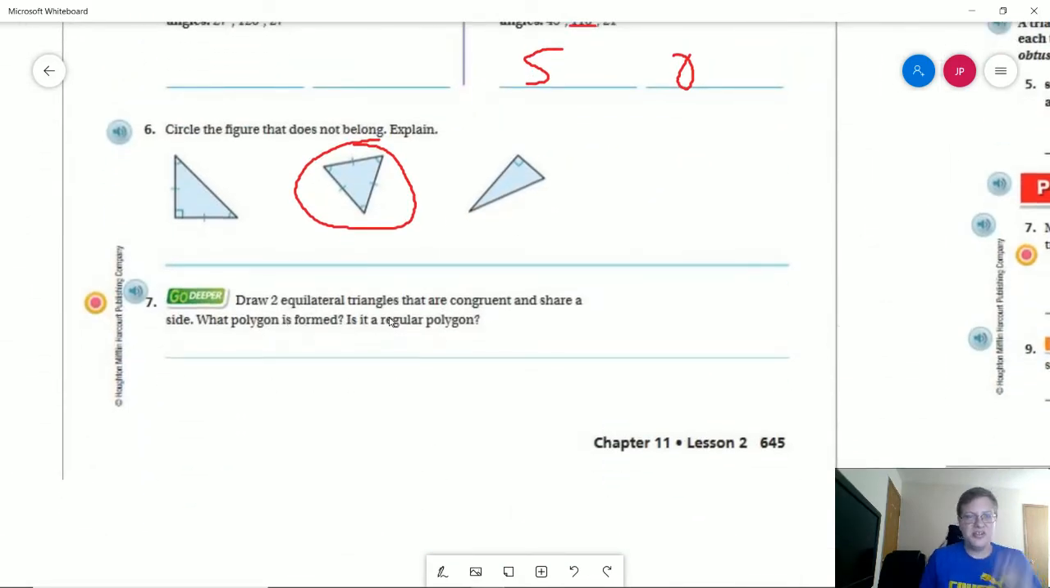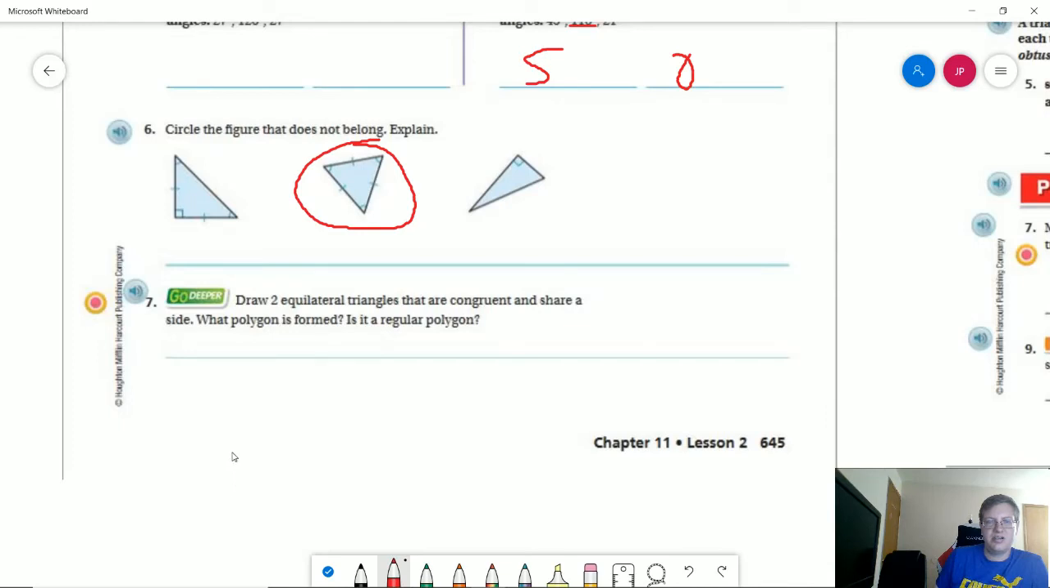Number 7, 2 equilateral triangles that are congruent and share a side. So what polygon is formed? Is it a regular polygon? Assuming that we do this correctly, we should get something that looks a little bit like that, if I drew it perfectly.